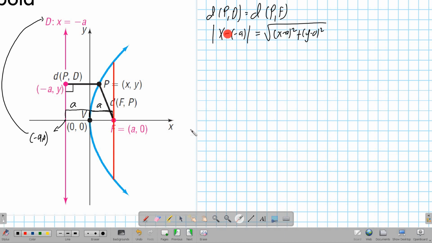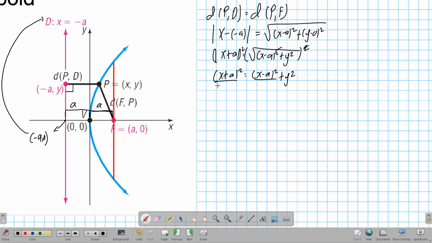Simplifying, we're going to have x minus negative a becomes x plus a is equal to the square root of x minus a squared plus y squared. So therefore, to remove the square root, since in the general form a while ago we don't have a square root, we take the square of both sides. So this becomes the square of x plus a is equal to, this gets cancelled, x minus a squared plus y squared.